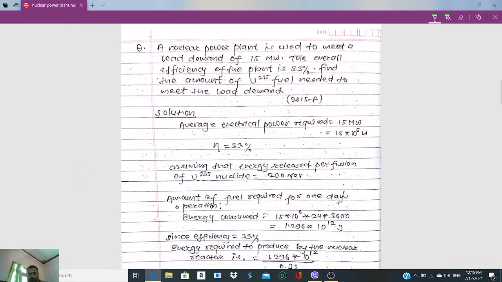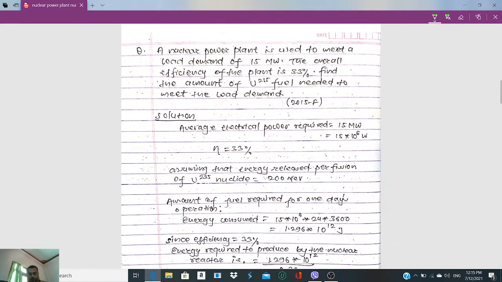Similarly, the third question we have here is the important one. Here a nuclear power plant is used to meet a load demand of 15 megawatt and the overall efficiency of the plant is 33%. Find the amount of uranium fuel needed to meet the load demand. This question was once asked in 2015 fall of Pokhara University. So here the average electrical power required is 15 megawatt, which means 15 into 10 power 6 watt, and the efficiency is given as 33%.